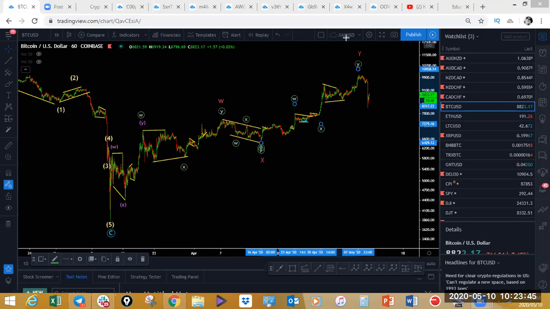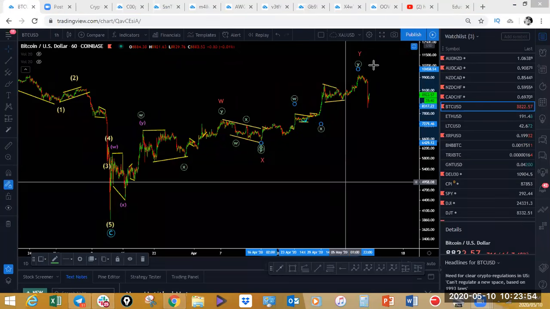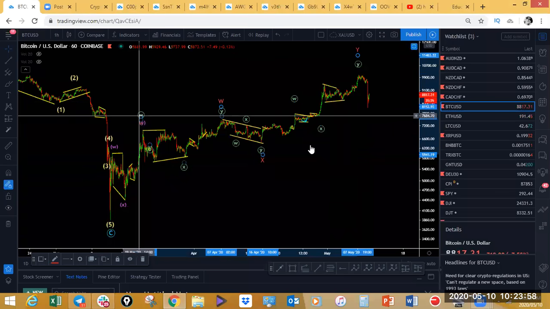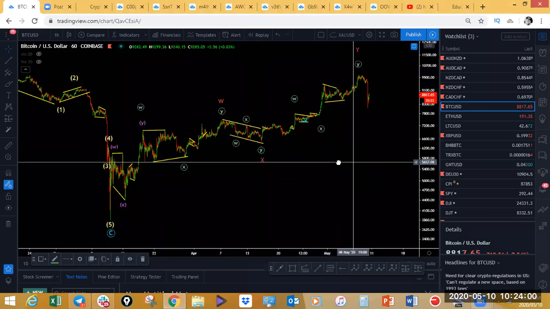We already have an impulsive move. Now we're looking for a corrective structure, and then a continuation to the downside. That is how all the cryptocurrencies have played out. You can take a snapshot of the labeling as well. It's inch perfect, everything fits.